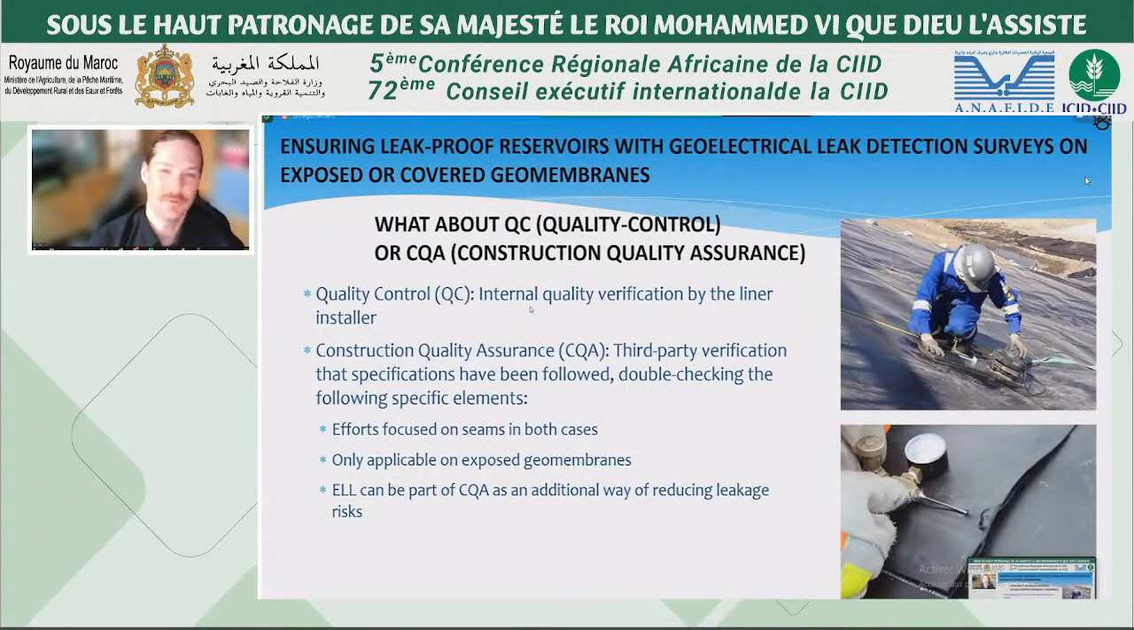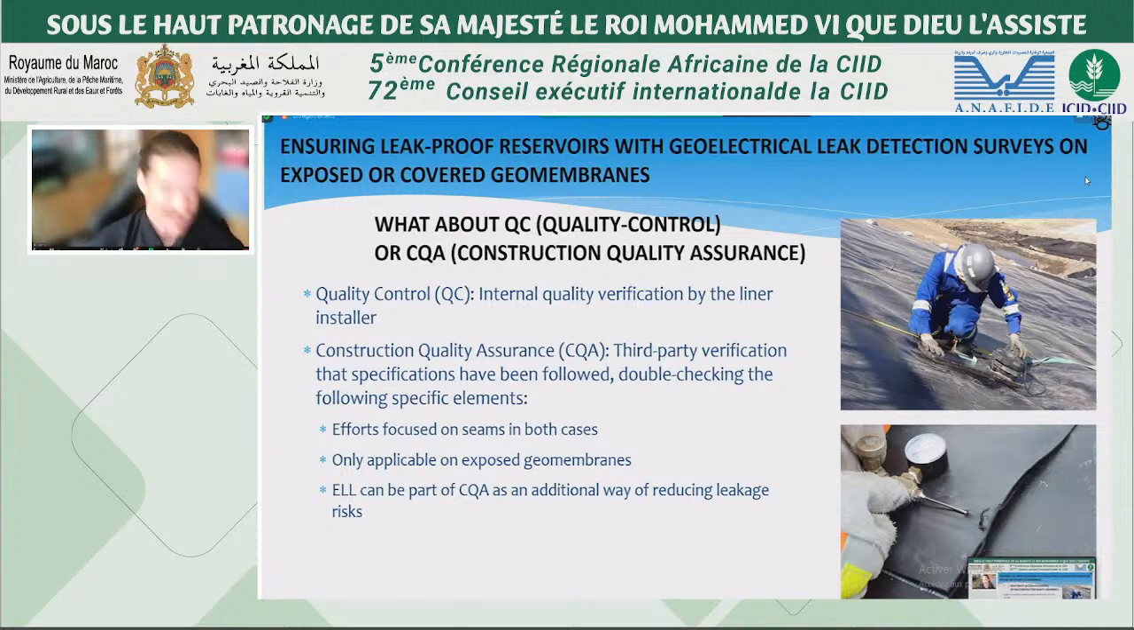So a little word about quality control and quality assurance. Just to make sure everybody understands the slight difference, quality control is an internal quality verification that is done by the geomembrane installer and is part of his own quality program. So they want to make a good job, so they are testing their seam. Quality assurance is a third-party company that will either do the test or check on the installer doing the test to make sure that it's done properly and the results are good.